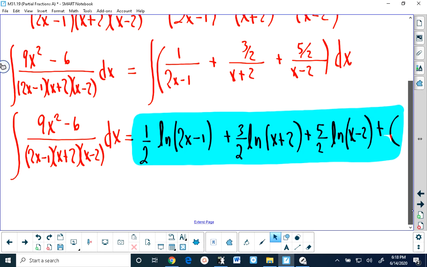And by the way, I just have another edit in here because at this point in time I went to Wolfram Alpha and entered in the integral of (9x² − 6) over (2x − 1)(x + 2)(x − 2). It gives me a slightly different variation of the integral. So the answer is written a little bit differently, but it is in fact correct.